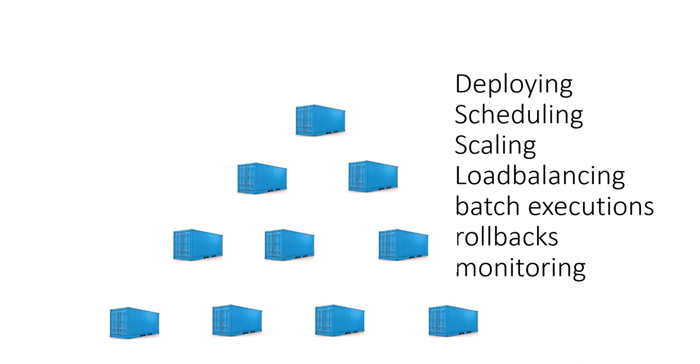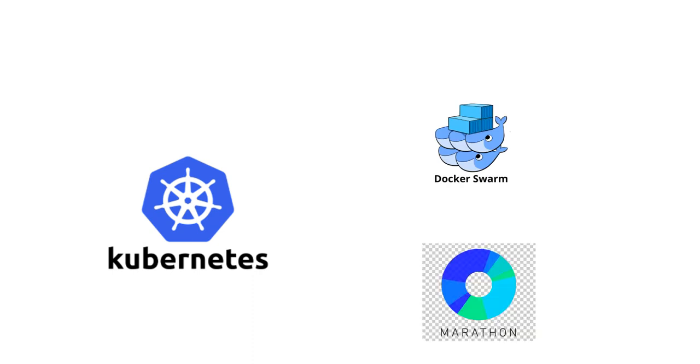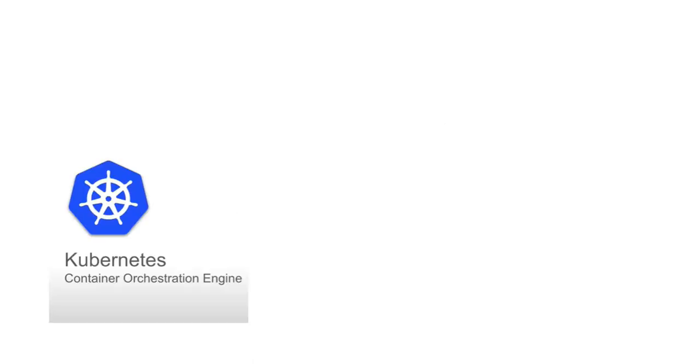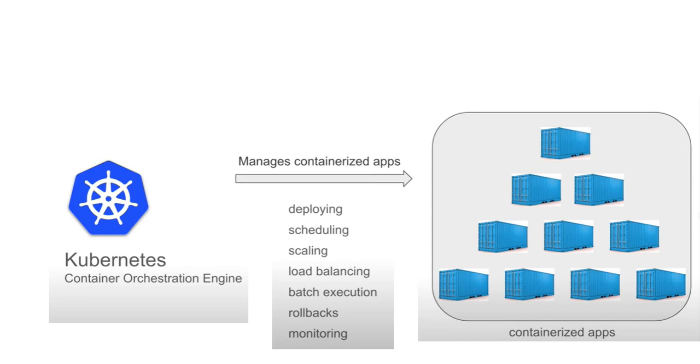Out of all the container management tools, Kubernetes is the most popular and widely used. As I said, we have other tools like Docker Swarm and Apache Mesos Marathon and some others. So now we know that Kubernetes is a container orchestration engine that takes care of the management of containerized apps, and by management we mean it takes care of all of these processes like deploying, scheduling, scaling, load balancing, batch execution, rollbacks, monitoring, etc. for the containerized apps. So now I hope you can understand what is Kubernetes and why it is used.